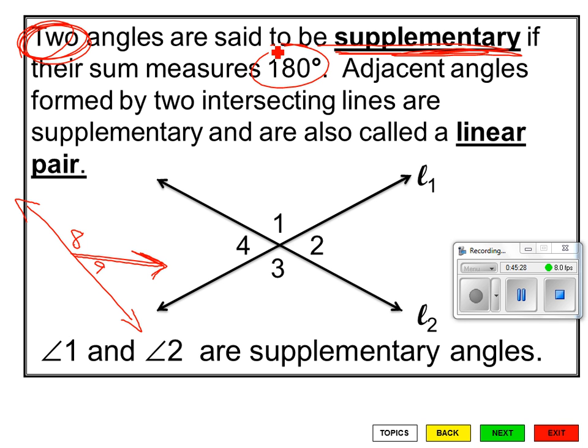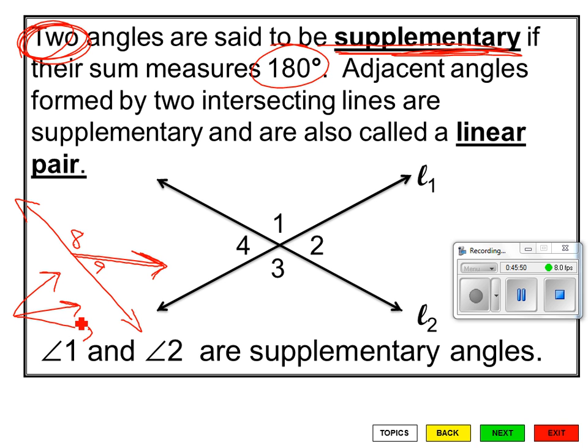Now, does that mean that every time you see two angles, they're going to be supplementary and adjacent? No, we talked about these two angles. They're adjacent, but are they supplementary? No. So not all supplementary angles are adjacent angles, and not all adjacent angles are supplementary angles.